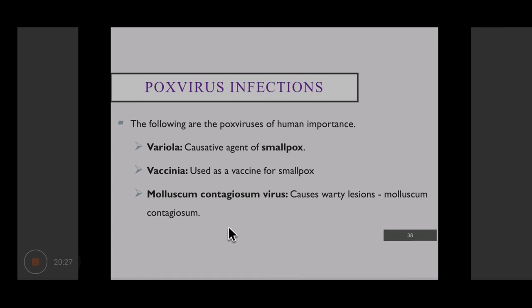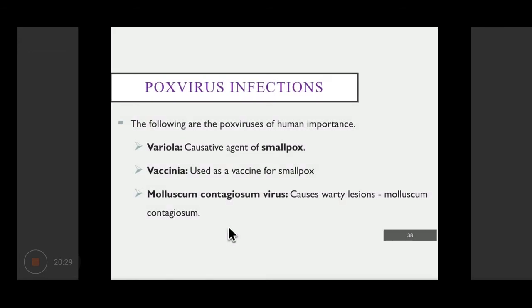Pox viruses include Variola virus, which is the causative agent of smallpox, and Vaccinia virus. Vaccinia virus is a separate virus that is antigenically somewhat related to the smallpox virus, or the Variola virus, and this Vaccinia virus is used as a vaccine. Modified Vaccinia virus is used as a vaccine for smallpox. Another virus is Molluscum contagiosum virus, which causes wart-like lesions, Molluscum contagiosum.